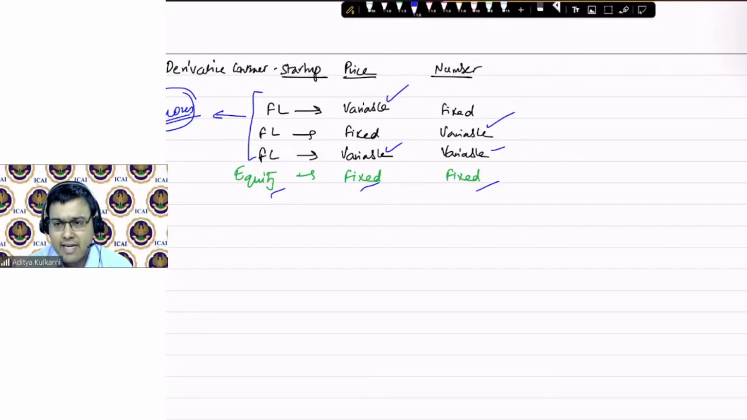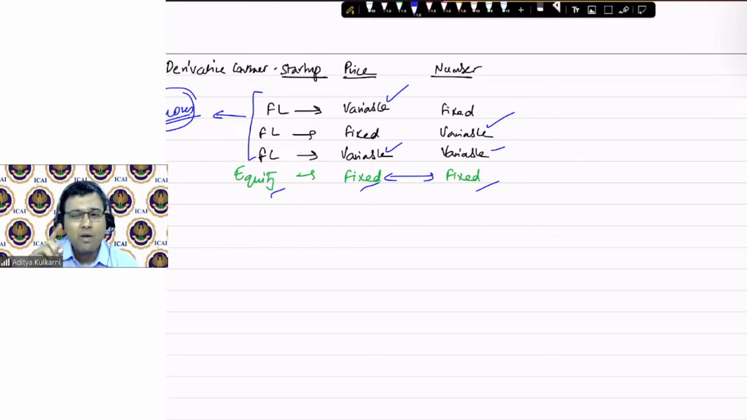Whenever you are entering into a contract, if the number of shares is fixed and the price is fixed for the equity shares which you are delivering, which equity share? Own equity shares. Own equity shares you are delivering. If the price of those shares is fixed and the number of those shares is fixed, then we call it fixed for fixed. And if the fixed for fixed test is satisfied, then it means that the contract is an equity contract.